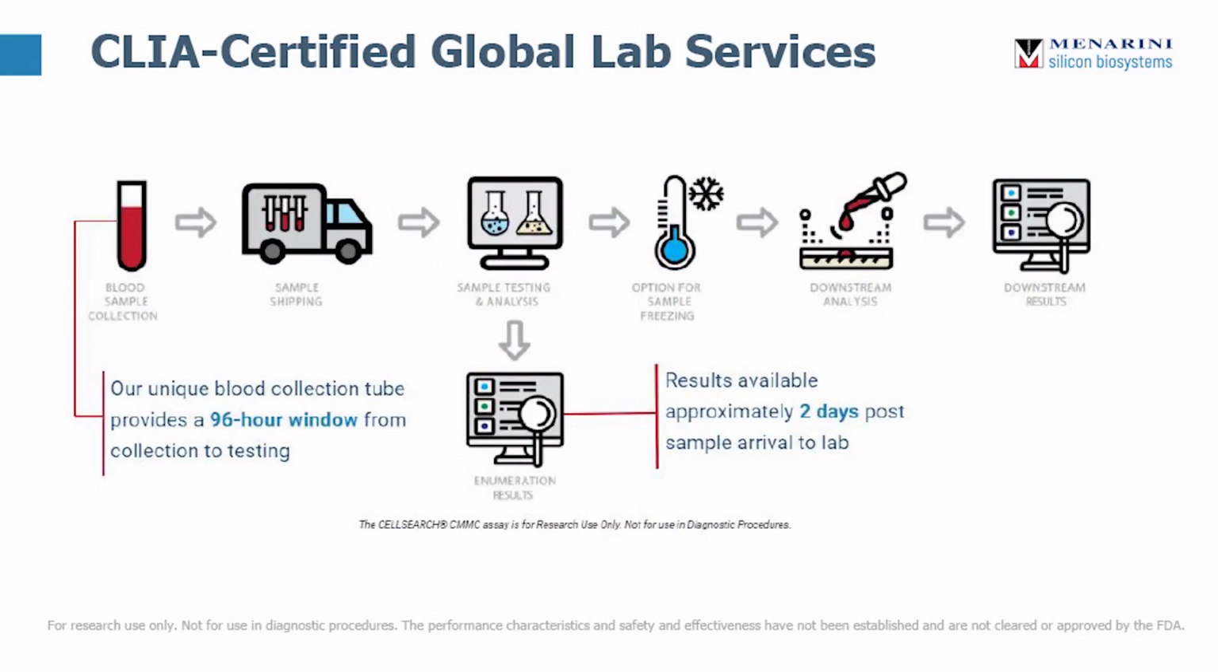Submitting samples to our Global Lab Services looks a little bit like this. First step is to collect your blood in one of our 96-hour window tubes, either CellSearch or Cell Rescue for the CMMC test. This is then shipped to us. We will then take the sample, test it, and analyze it, and provide the data to you. Time from sample receipt to turnaround of data is about 2 days. There's an option here as well to take the sample, freeze it down, and to thaw it for future analysis, be those molecular or other analyses of your desire that we can offer, and for us to provide those results to you as well.